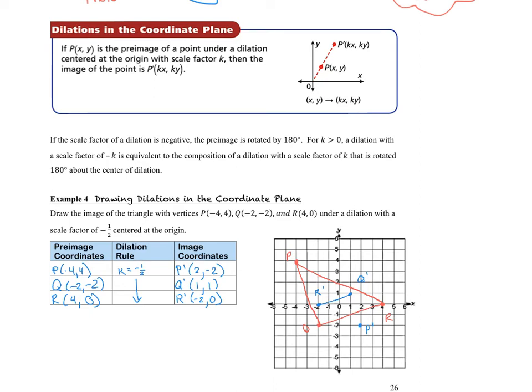So not only did this shrink down, but if you notice, the letters also rotated. And that's because of the negative. So I think it says it right here. If the scale factor of a dilation is negative, the pre-image is rotated by 180 degrees. So that's what happened in this case.